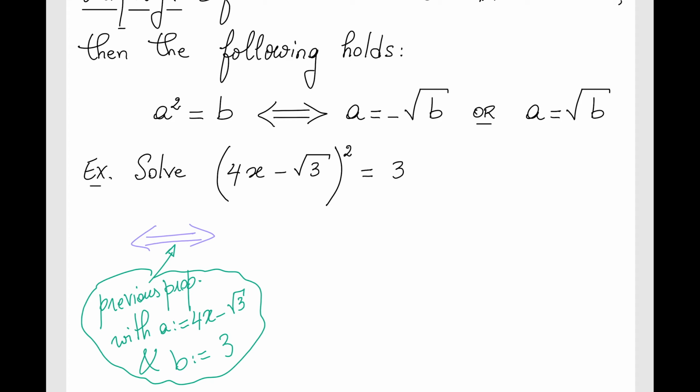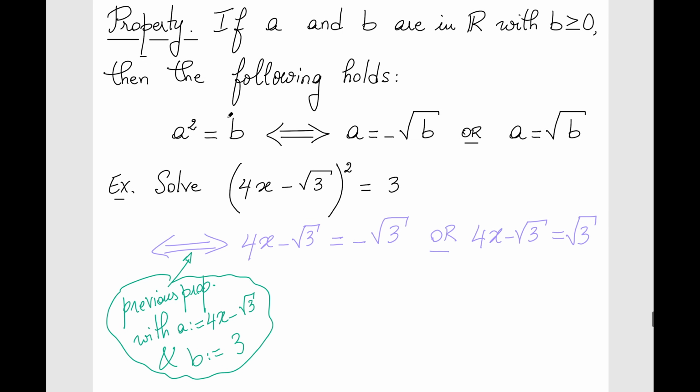All right, so this is the same then as you see here. A is minus square root of b, so a, which is 4x minus square root of 3, is minus square root of b, and who's b? 3. Or, I'm copying, or a, who's a here? 4x minus square root of 3. So 4x minus square root of 3 is equal to square root of b. And what's b? It's 3, so square root of 3. Correct? One more time, here I just used the previous result, this result that we just talked about over here.